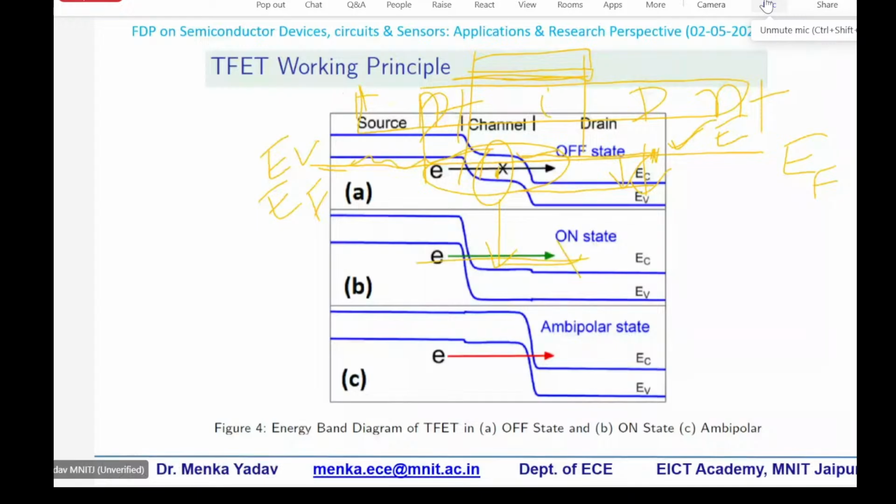If you are decreasing this voltage, the energy band diagrams go upside. In this case also, the conduction of electrons is going to happen through this. So this is known as the ambipolar state. Ambi means both ways. The current flows on the positive side of the gate voltage and also on the negative side of the gate voltage, and that is called the ambipolar behavior of the device.